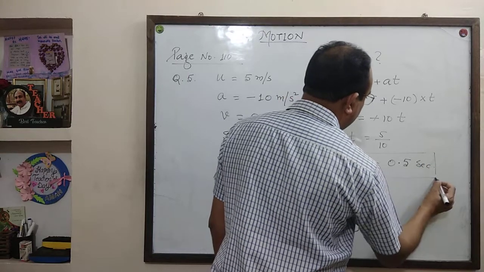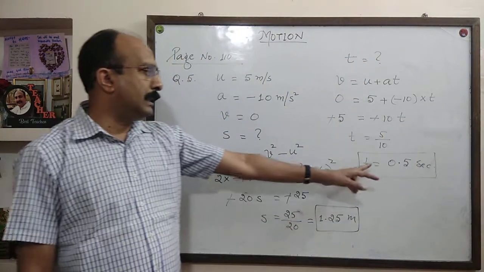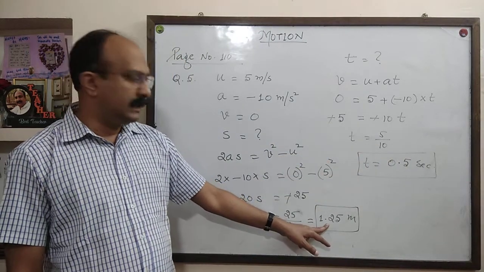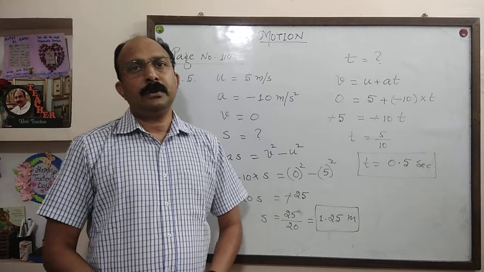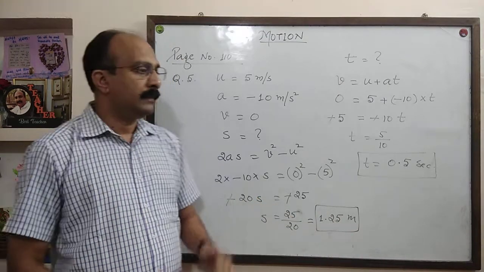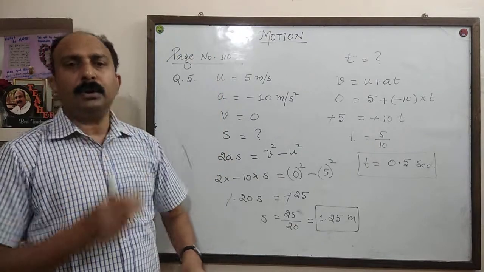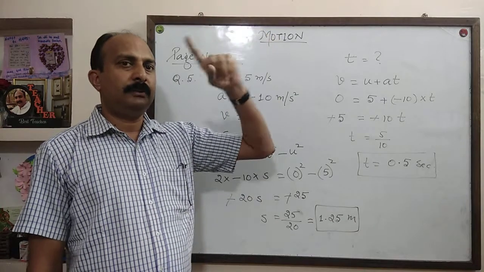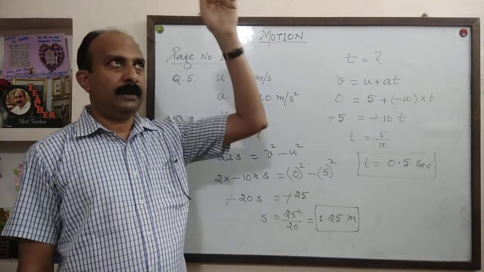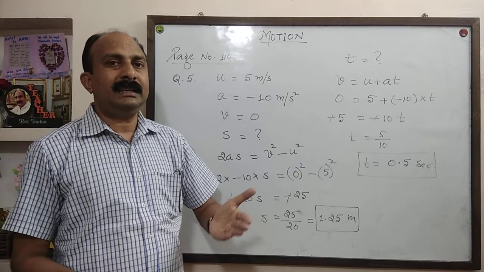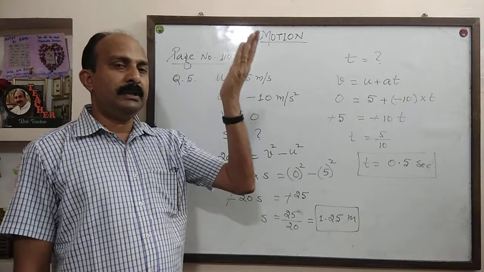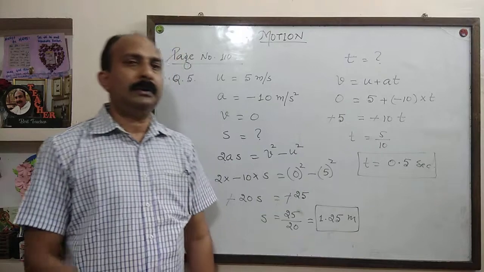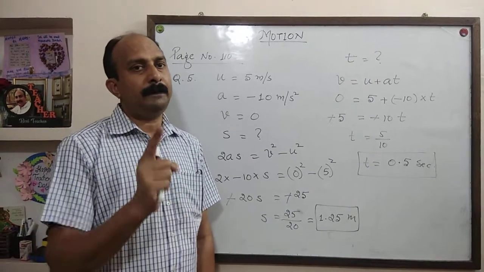So this is the second answer. Time taken to reach the maximum height is 0.5 second and the maximum height reached is 1.25 meter. An important point to be remembered here is that whenever bodies are thrown upwards, they will stop after reaching a maximum height, so the final velocity is 0. For bodies going upward, acceleration will be taken with minus sign. For bodies coming down, acceleration will be taken with plus sign.